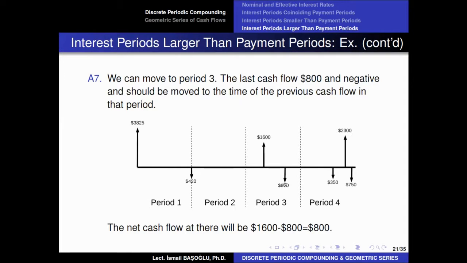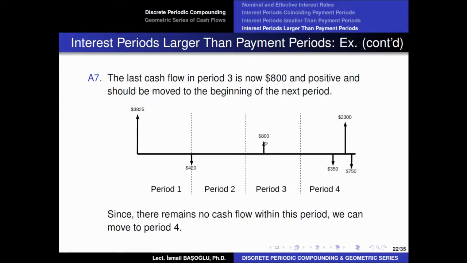So what do we do? We need to move this last cash flow to the point of the previous cash flow, and we will calculate the net cash flow at this point. There's a positive 1,600 and there's a negative 800. So the net cash flow will be a positive 800 at this point, just like here.